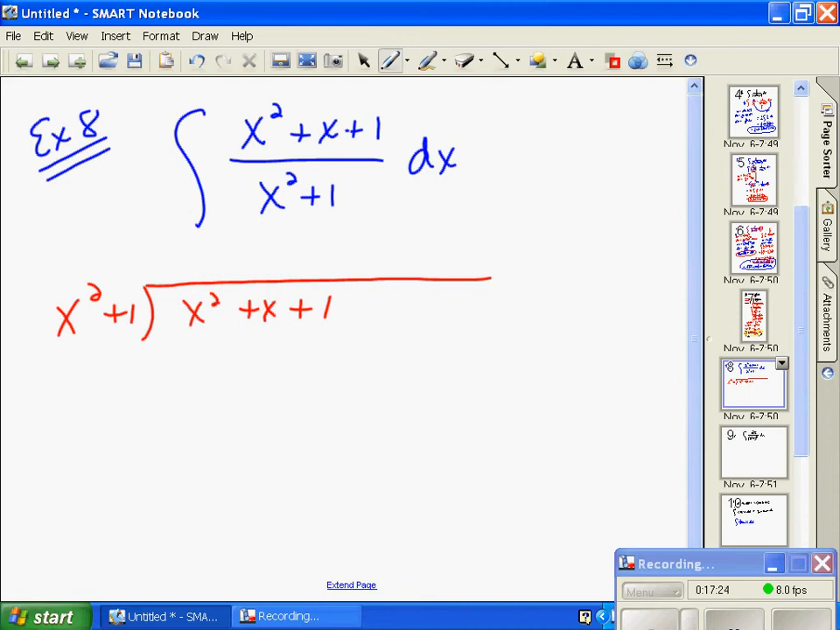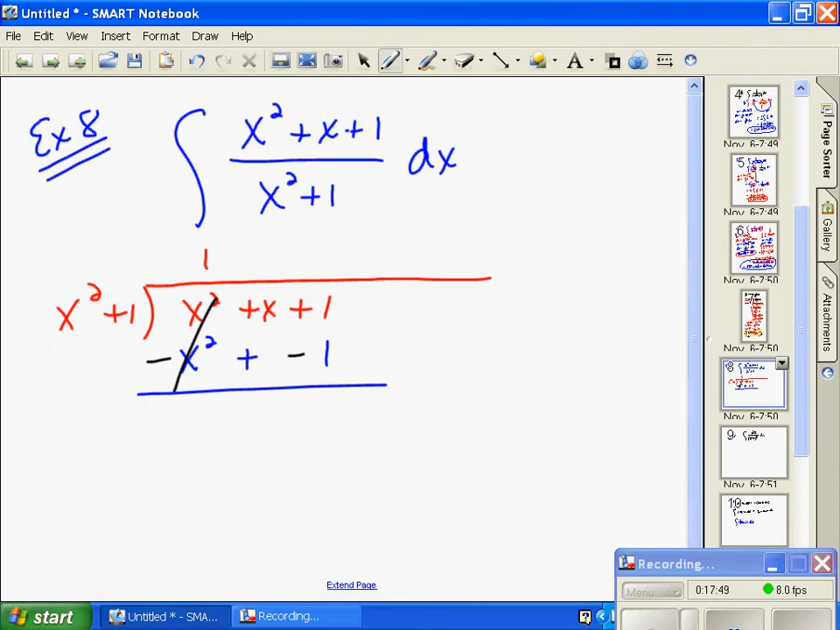We just need to change the way this looks. So if I were to look at this, I think to myself, what do I multiply x squared by in order to get x squared? Well, it's just 1. Then I multiply 1 times both of these terms out here in front, so I get x squared plus 1. Now what I always do, instead of subtracting, I always change the signs and then add them.